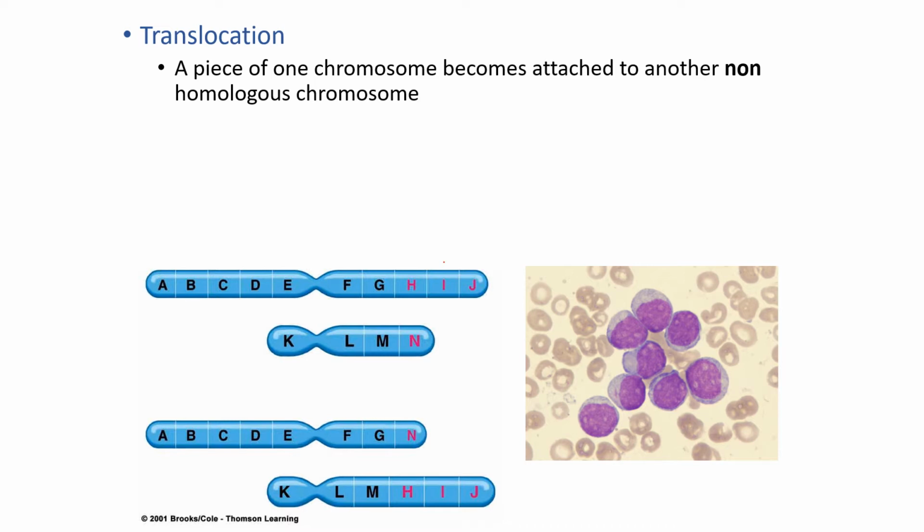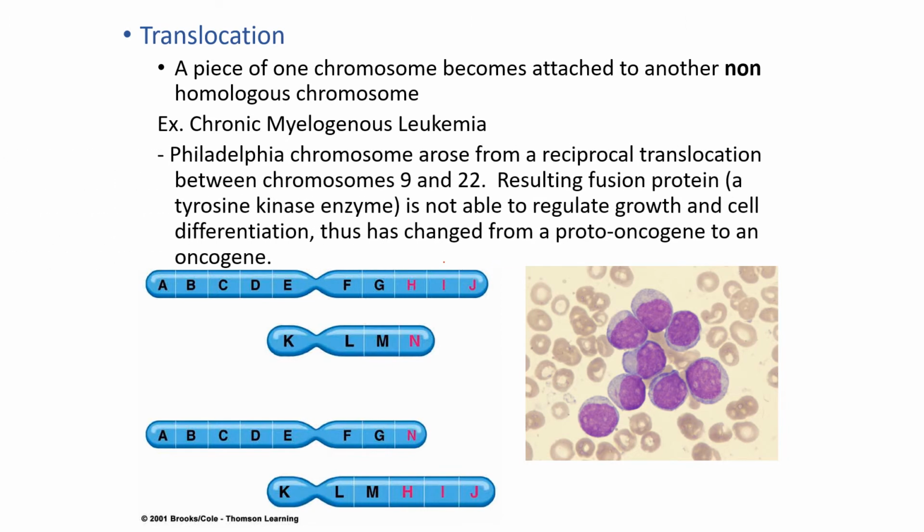But this, when it swaps, it's giving a whole new combination of genes that shouldn't be read on that particular chromosome. So the example that we're going to look at is called chronic myelogenous leukemia. We looked at a leukemia before in the cancer unit called acute leukemia. This one is a slower progressor, and it's called the Philadelphia chromosome because it was discovered in Philadelphia, and it's caused by a piece of chromosome 22 breaking off and attaching to 9.